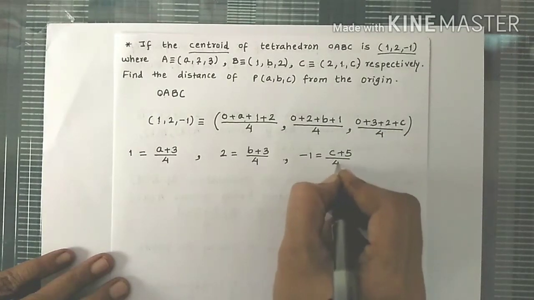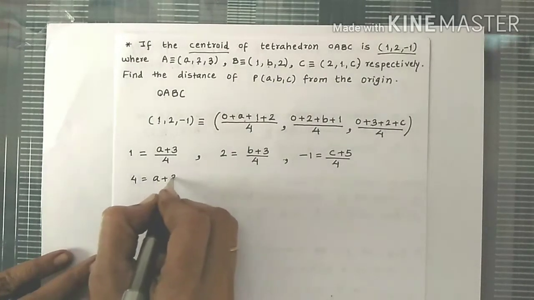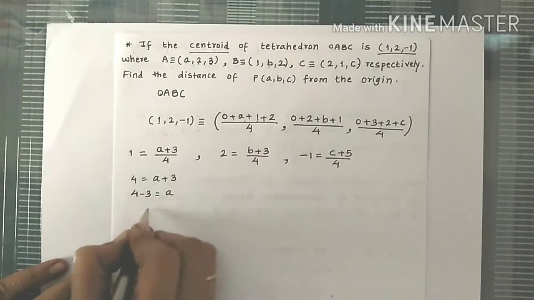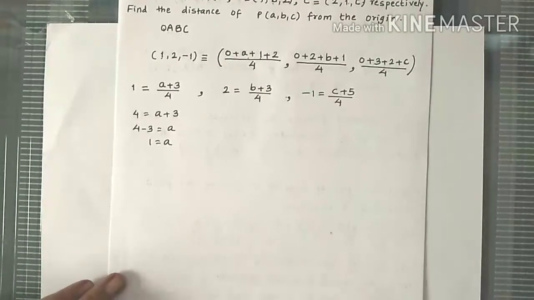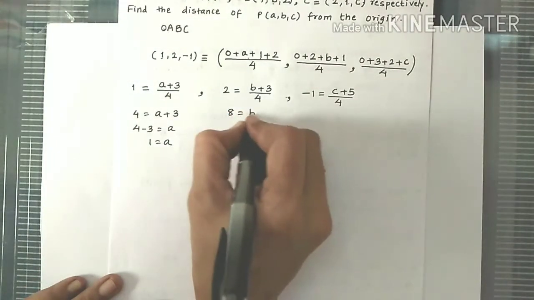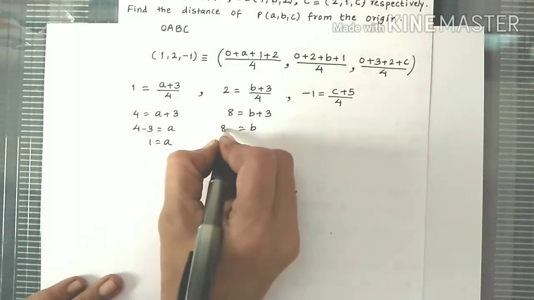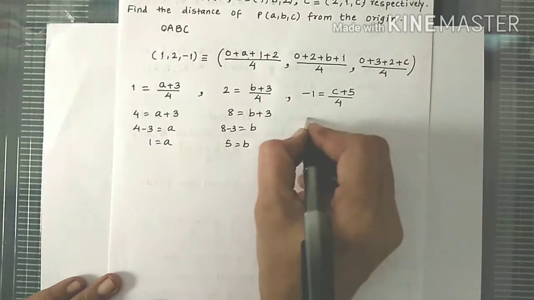So solving this, we get 4 equal to a plus 3. So 4 minus 3 equal to a. So we have value of a as 1. Now solving this, we have 8 equal to b plus 3. So b equals 8 minus 3. So b equal to 5.